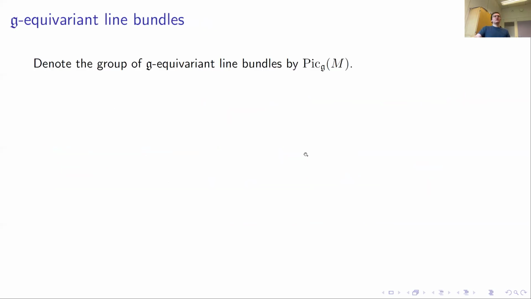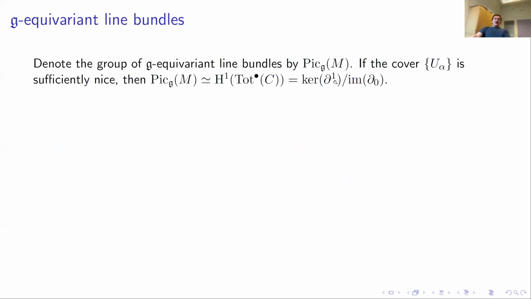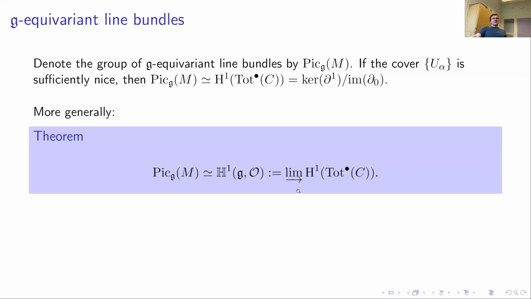Yes. So if we denote the group of G equivariant line bundles by Pic_G(M), you see that, at least if the cover is sufficiently nice, then Pic_G(M) is isomorphic as a group to H1, the first cohomology of the total complex. Or more generally, you can take the direct limit of this as the cover becomes finer and finer. And recall that the double complex C was defined in terms of some open cover, so you can refine it and take the limit. And then they are isomorphic.